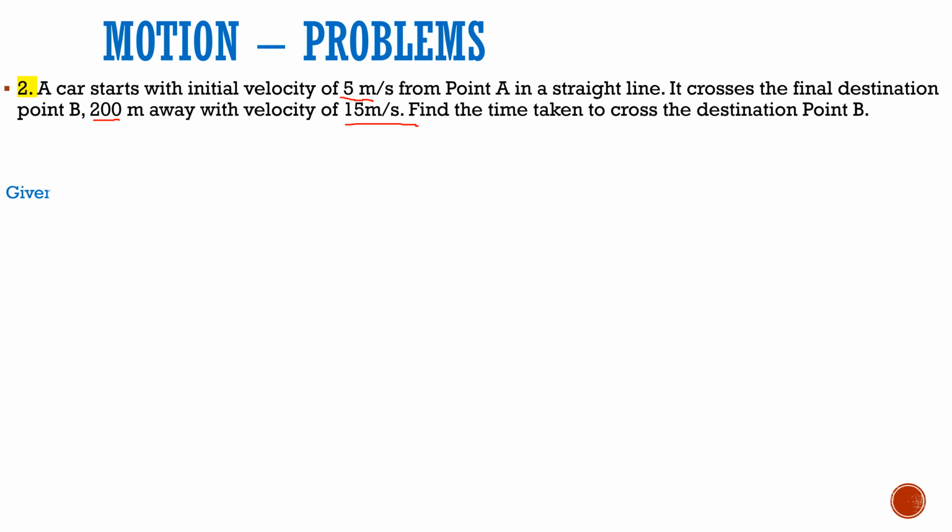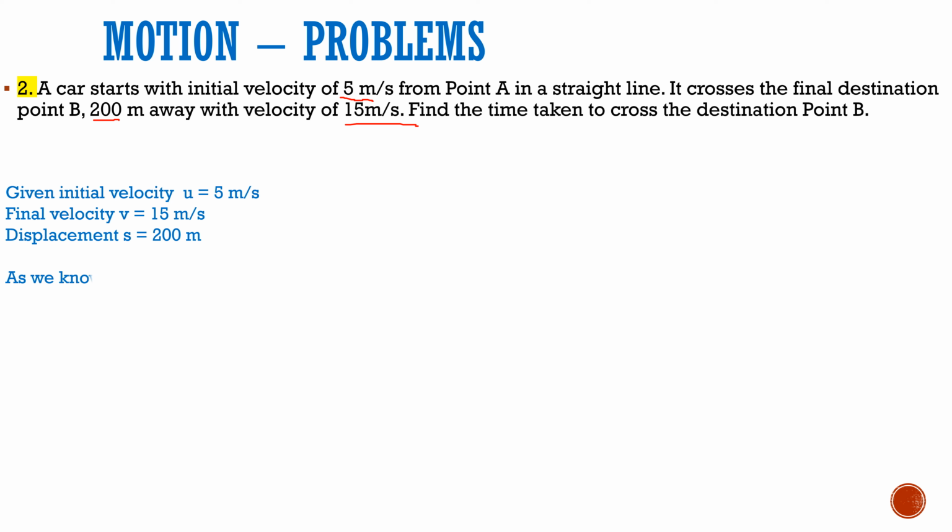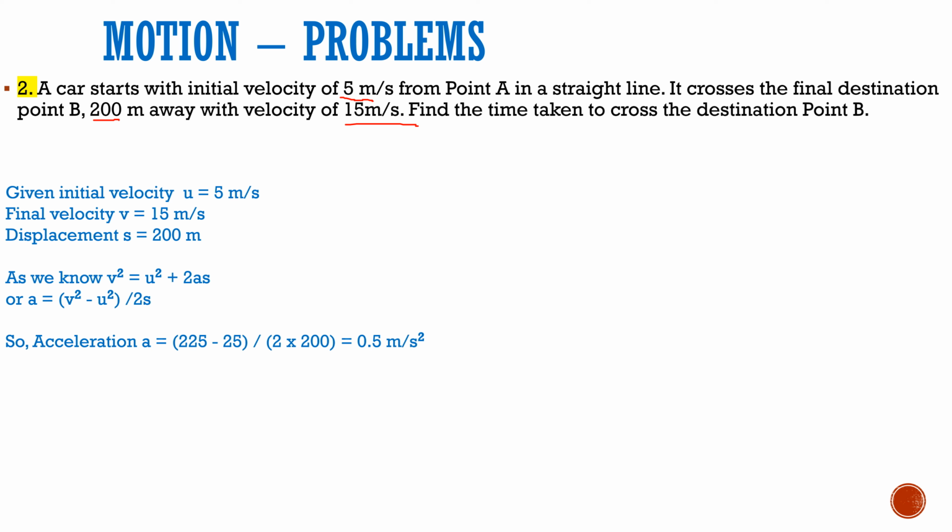So we can use the formula v square equal to u square plus 2as, wherein we can find the acceleration a. So the correlation between the initial and final velocity, we can use the formula v square equal to u square plus 2as, or a equal to v square minus u square by 2s. And with that, we can find the acceleration first, and we get the acceleration as 0.5 meter per second square, and then we can comfortably use v equal to u plus at.